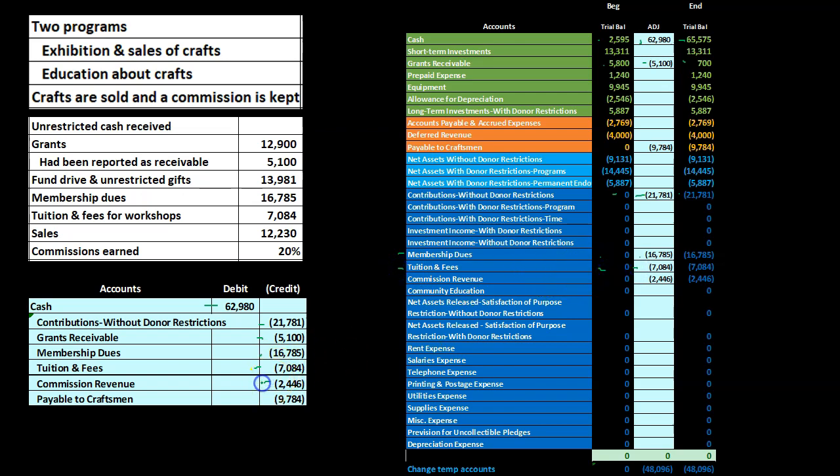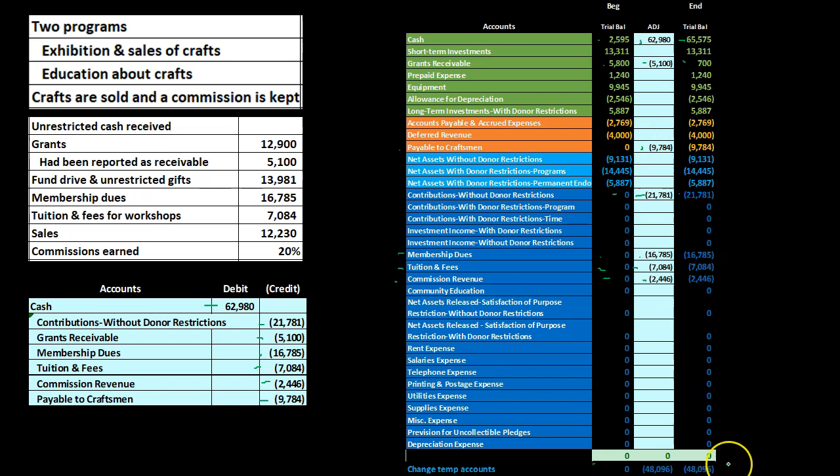Then we have the commission revenue also going up in the credit direction. And then finally we have the payable to the craftsman. This is what is owed to the people that made the actual crafts. We got the payable to the craftsman going up in the credit direction.